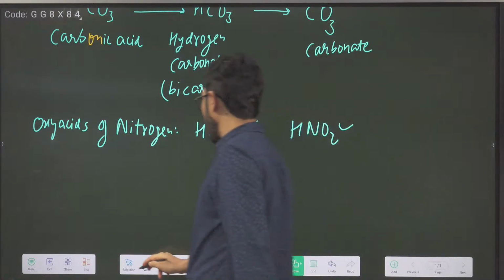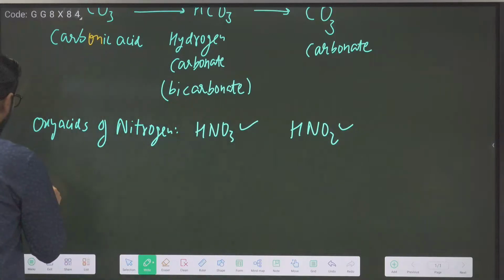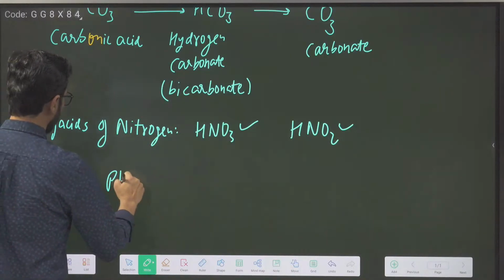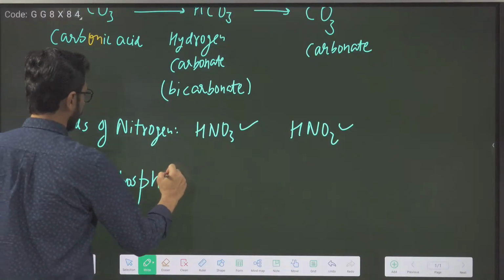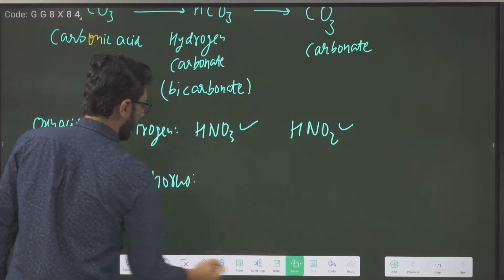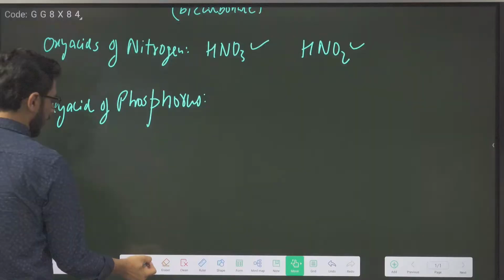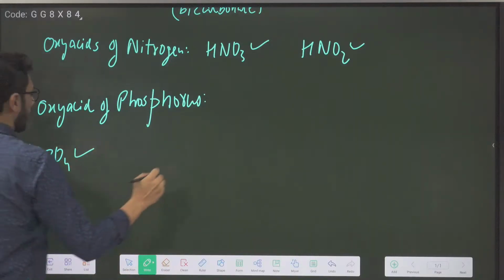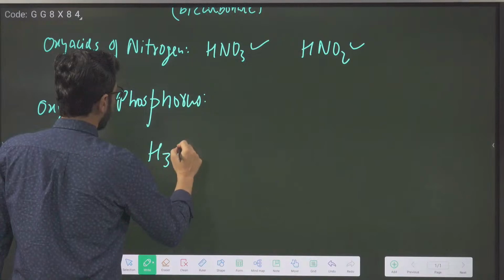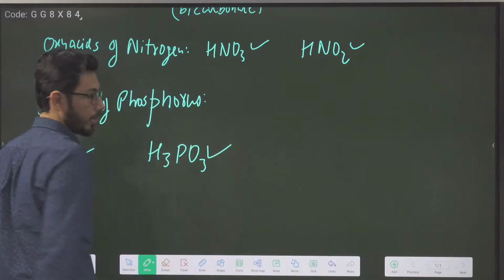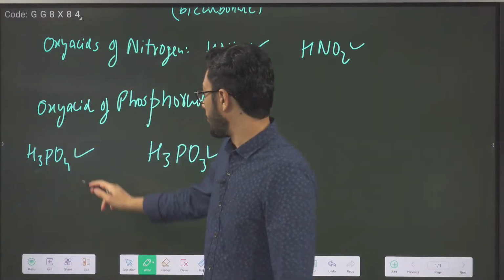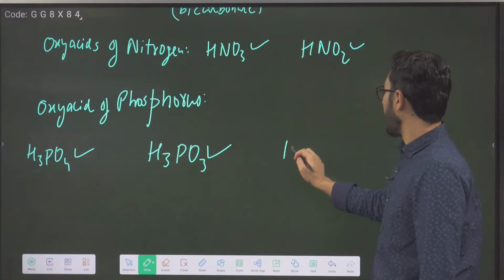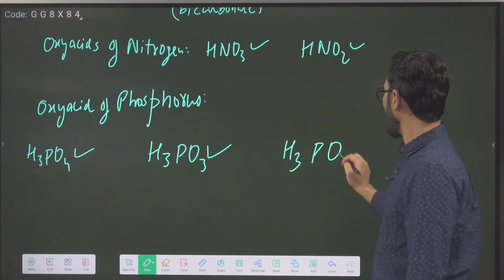Yes, that is discussed. Then oxyacids of phosphorus. In this, we have completed H3PO4, H3PO3, these two. Phosphoric acid, phosphorus acid. Now tell me, did we talk about H3PO2 also?